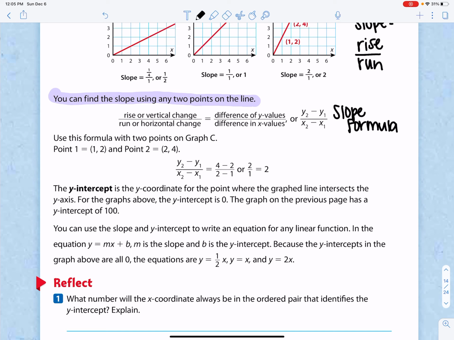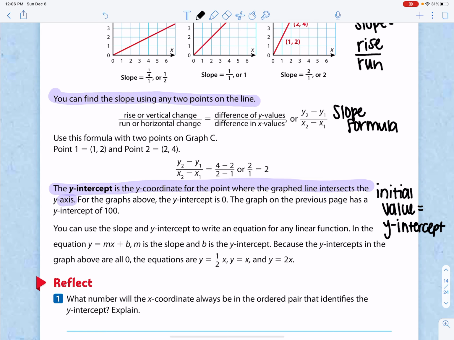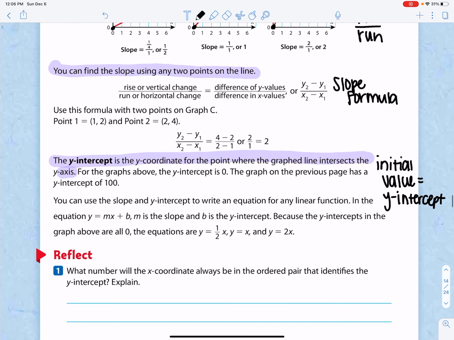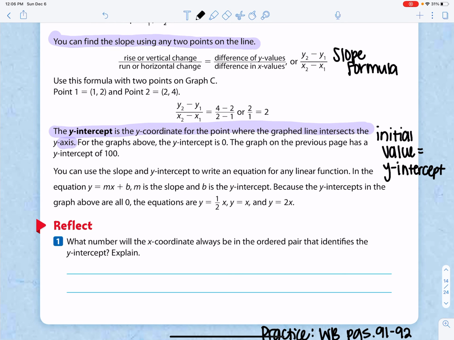The y-intercept is the y-coordinate for the point where the graph line intersects the y-axis. Again, we already knew this, but we used to call it the initial value. So initial value is now called the y-intercept. For the graphs above, the y-intercept is 0, and we know that because that's where all these lines began. They all began at (0, 0). The graph on the previous page has a y-intercept of 100.